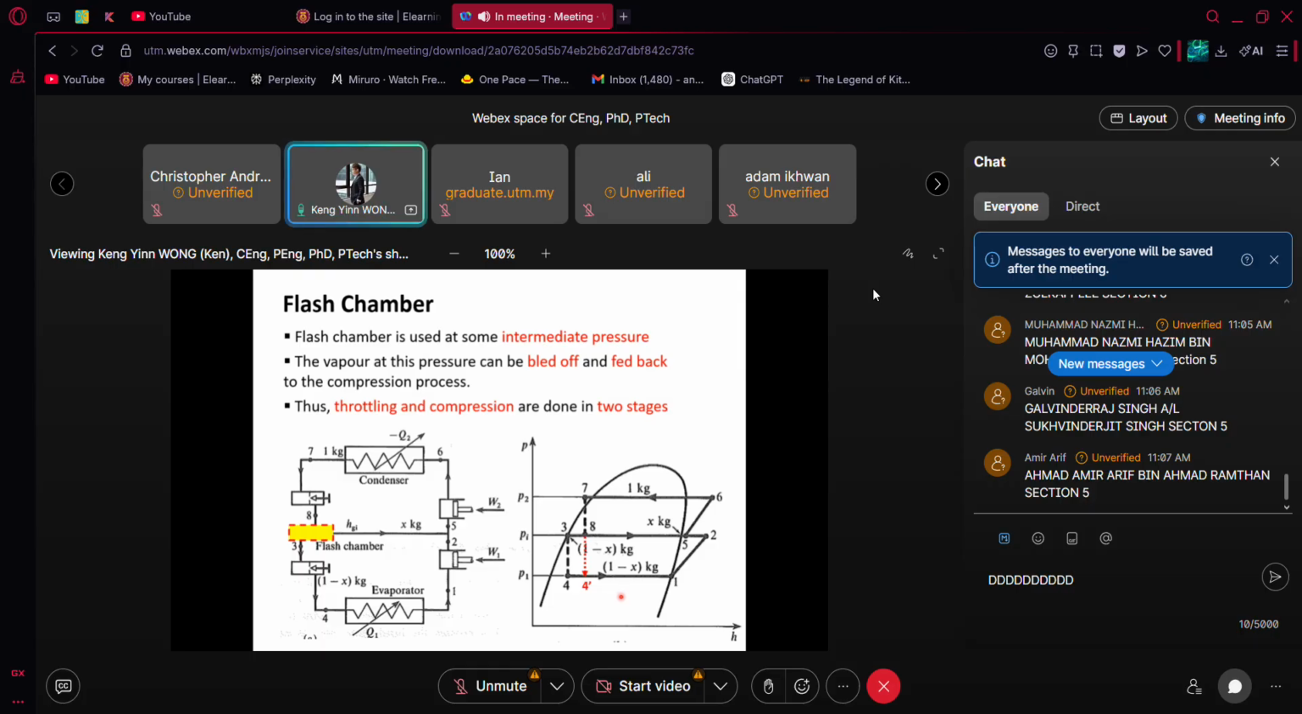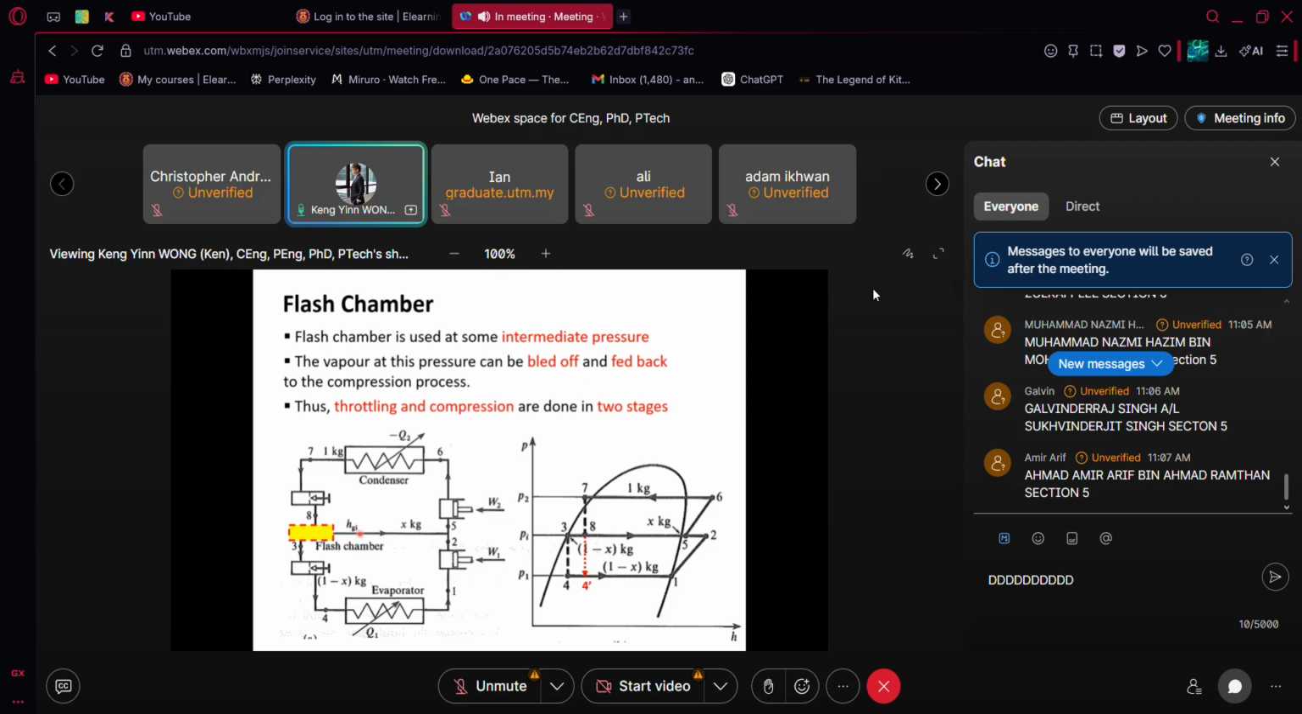Still the same, it is in anti-clockwise direction. 1, 2, 3, 4, 5, 6, 7, 8. So this is the flash chamber. The purpose is to increase the refrigerating effect.